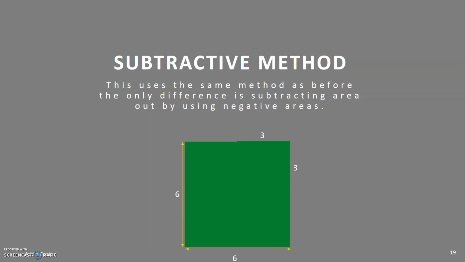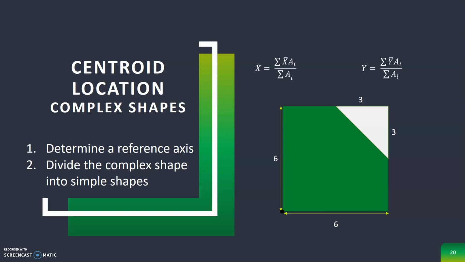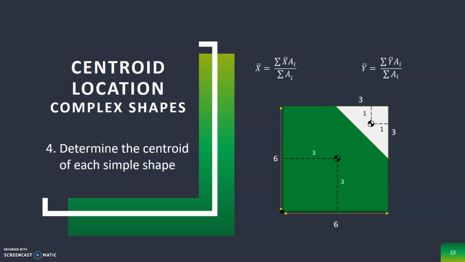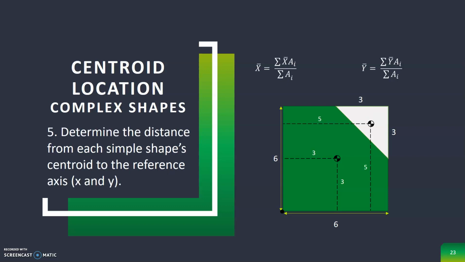Now, we can do another method, which is called the subtractive method. The subtractive method is very similar to that, but we're going to take out an area. And so it's the same process, but instead we're going to subtract out the areas. So we're going to use a negative area. So again, we have one big shape, the big square, minus the little triangle, which has a negative area, which is the important part. We find this, again, determine the centroids' locations right there, 3 and 3 and 1 and 1. We make it reference to the bottom left-hand corner.